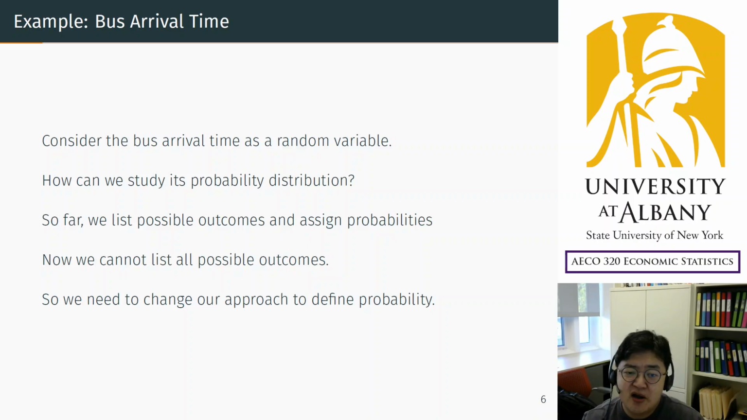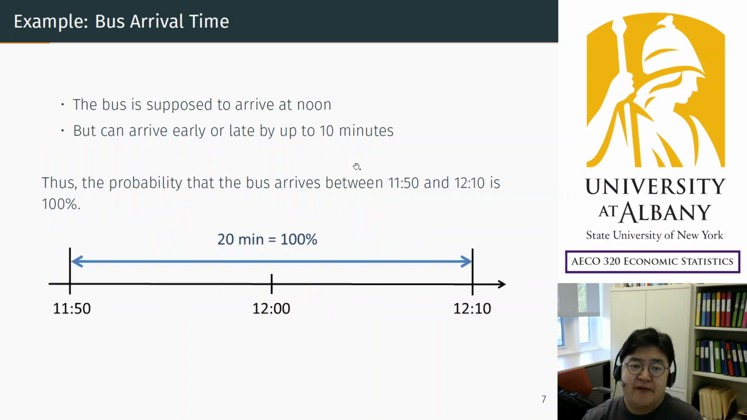So a continuous random variable requires a totally different approach to describe the probability distribution. So that is what we are going to study here. What we are going to do here is related to measuring the time interval, right? So instead of listing all possible outcomes, we are going to measure the length of a time window, right? So suppose that the bus is supposed to arrive at noon, but it may arrive early or late, say, up to 10 minutes. So the possible time interval is plus minus 10 minutes. So the total 20 minutes include 100%. So we are sure that the bus arrives in between minus 10 minutes and plus 10 minutes.